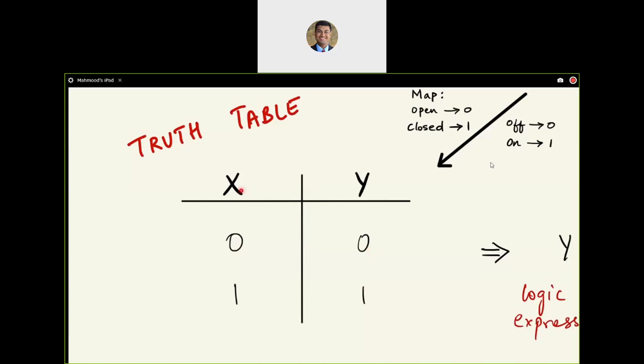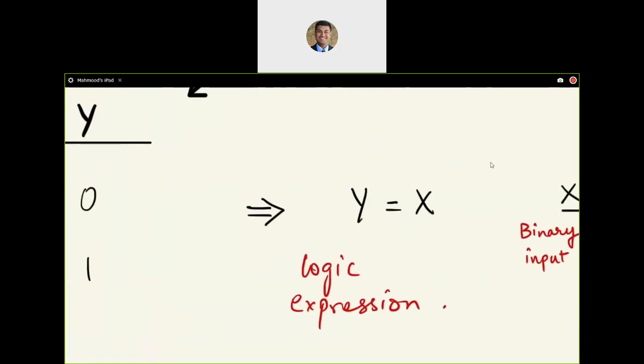And because X is a binary variable, I'm only going to have two possibilities over here. That gives me the logic expression for this identity function. The output at Y is going to equal X. So that's my logic expression.